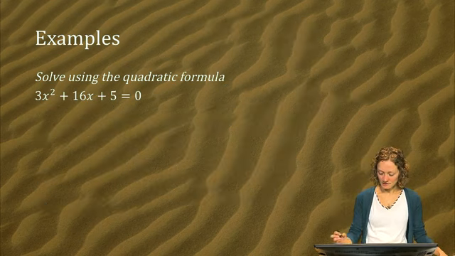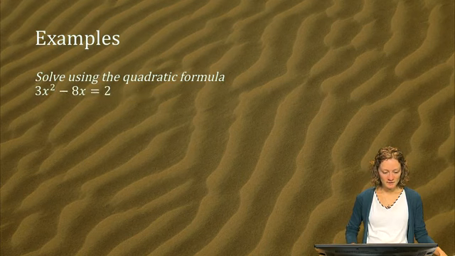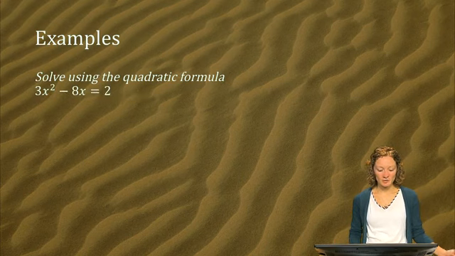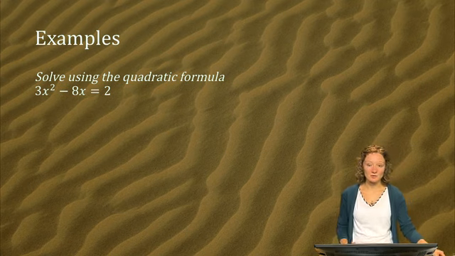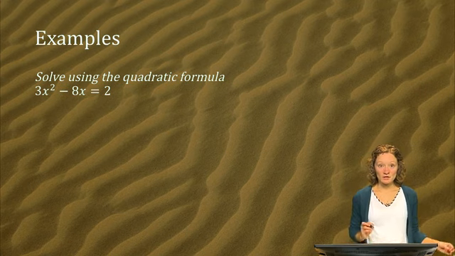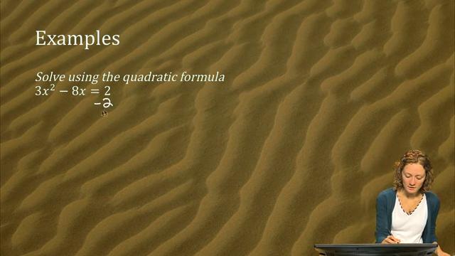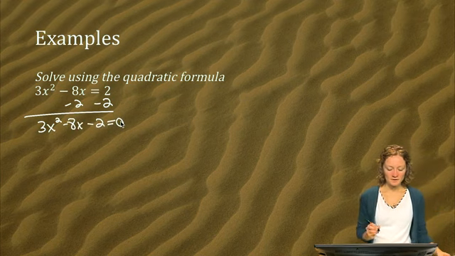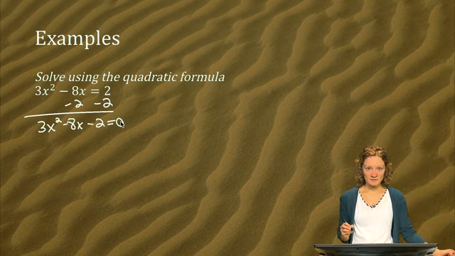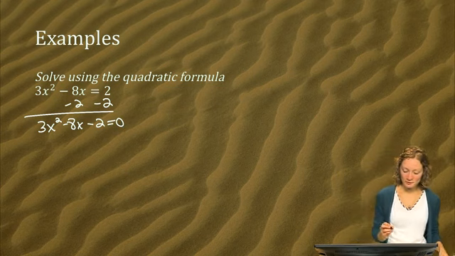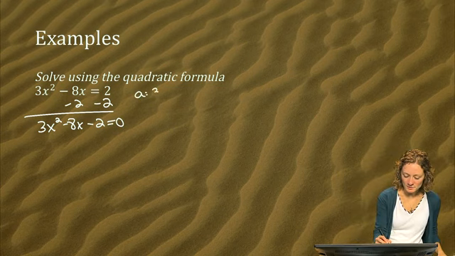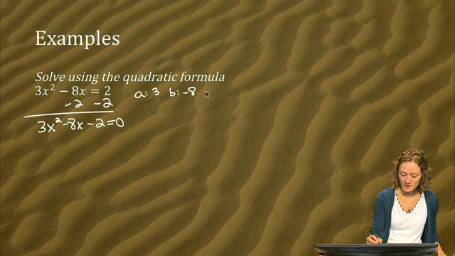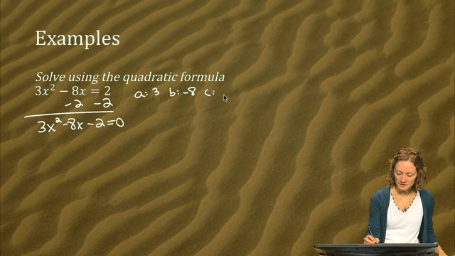All right, let's do another one. Next one, solve using the quadratic formula. We have 3x squared minus 8x equals 2. In order for us to use the quadratic formula, we need it to be equal to 0. So we subtract 2 from each side. Then identify a, b, and c to plug into the formula. Our a is 3, our b is negative 8, and our c is negative 2.